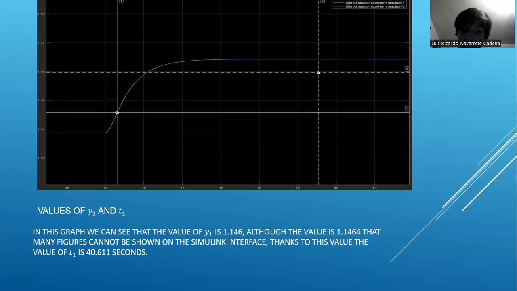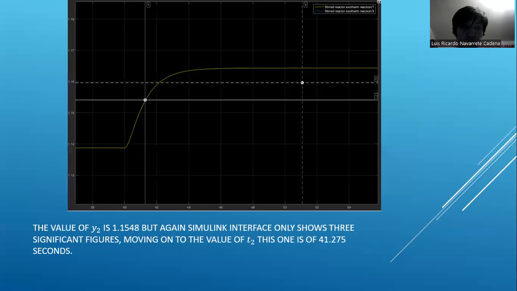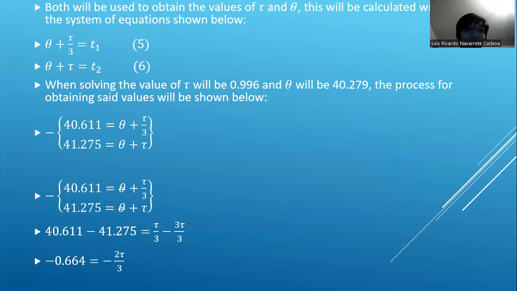So the value of T1 is 40.61 seconds. The value of Y2 is 1.1548, but again, the Simulink interface is not showing the figures. Moving on, the value of T2 is 41.2675. Both will be used to obtain the values of tau and theta. They will be calculated with the system of equations shown below.